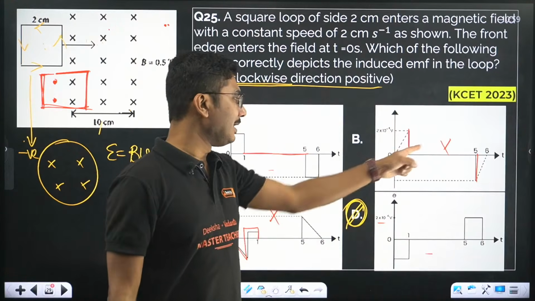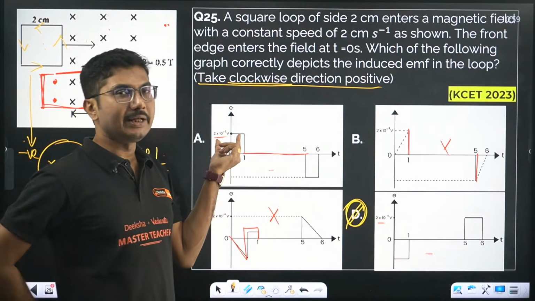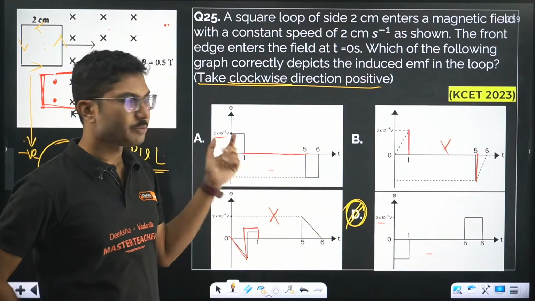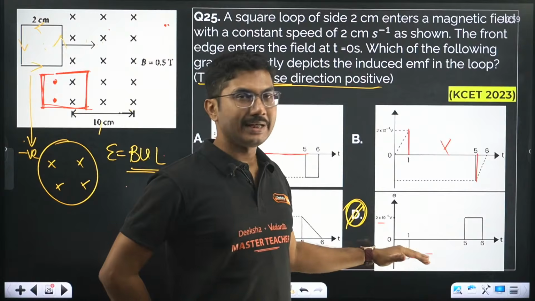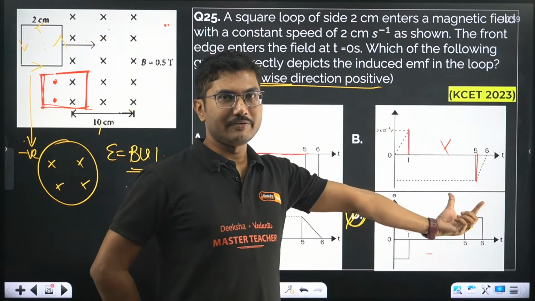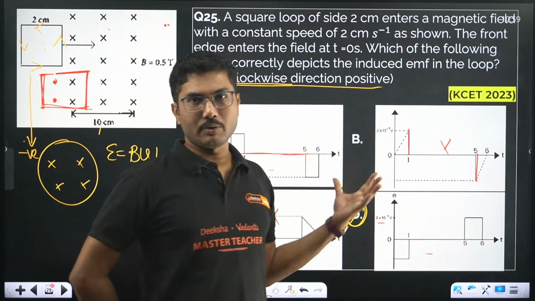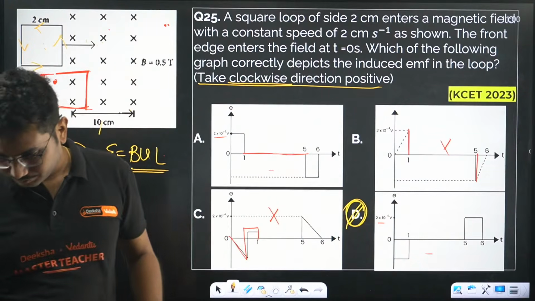So you have already eliminated these two graphs. So either this or this. This one is giving me induced EMF positive, that is not possible. So induced EMF will be negative initially, and later on it will be reversed. It will be positive. So obviously if you find out one, you will be able to answer the question.